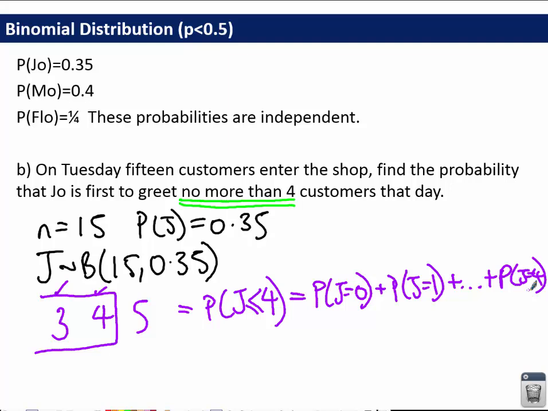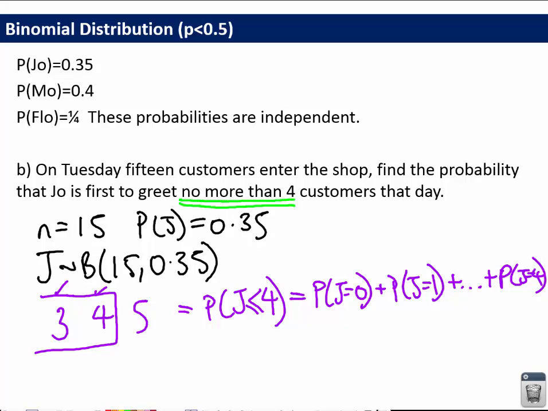So what you can do instead, and you would get the correct answer this way, is use the tables you have in the formula booklet. They're called the cumulative binomial distribution function. They are cumulative. So to work out the probability that j is less than or equal to 4, first we need to find the right table.